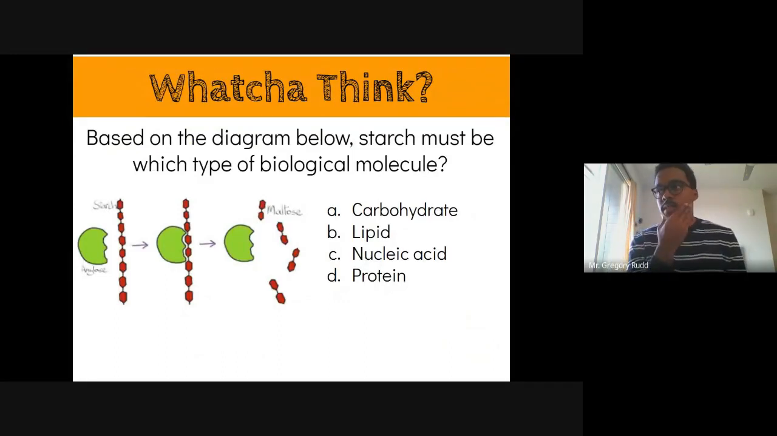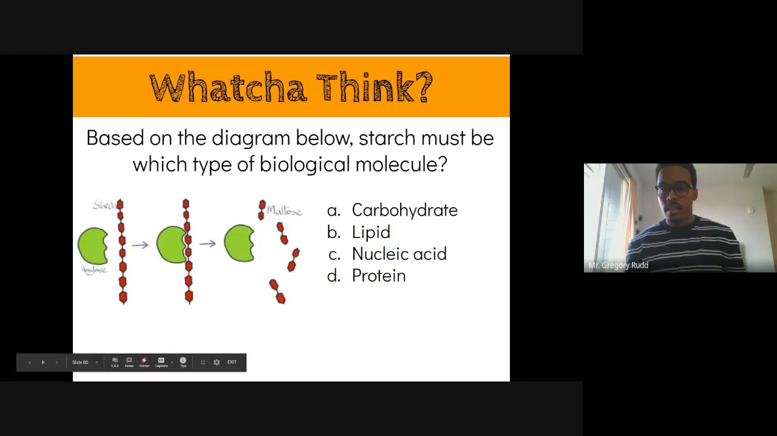All right, so let's look at this. Based on the diagram below, starch must be which of our four biological molecules? Is it A, a carbohydrate? Is it B, a lipid? C, a nucleic acid? Or D, a protein? Answers acceptable in the chat. There's Abina. Hi, Abina. Thanks for joining us. So is starch A, B, C, or D?